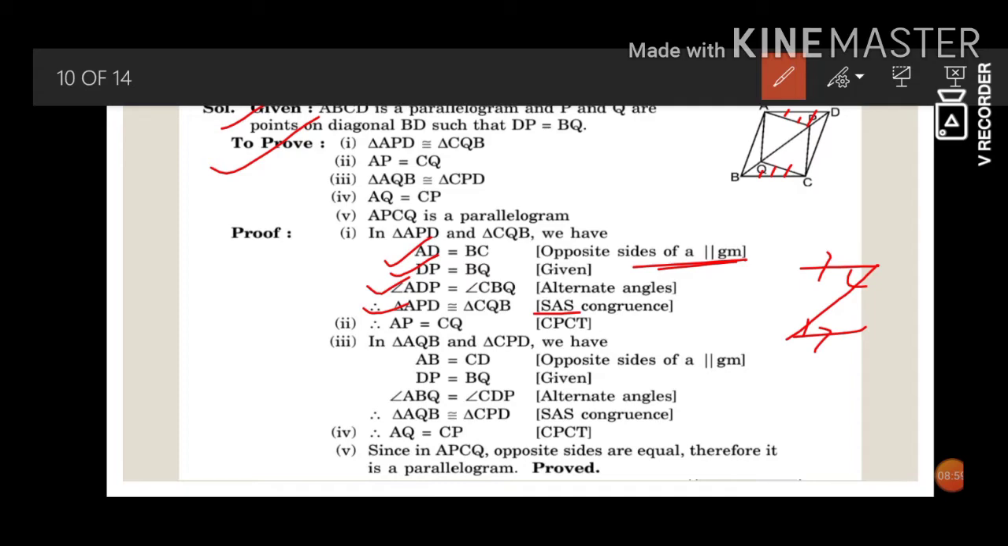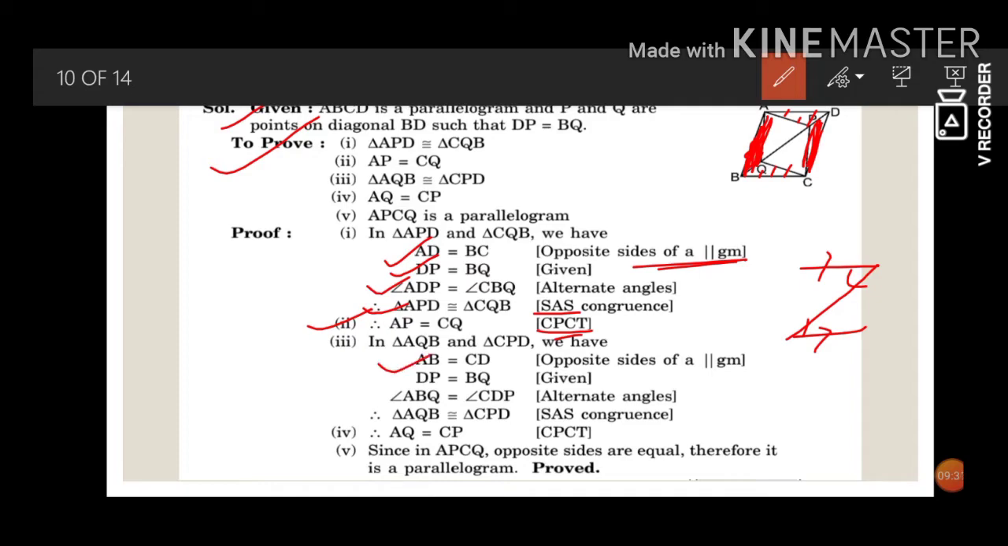So since the triangles are congruent, by CPCT we can say AP is equal to CQ. So our second subpart is also proved. Now we will consider AQB, that is this one, and CPD, that is this triangle. In these two triangles, we have to show that they are congruent to each other.